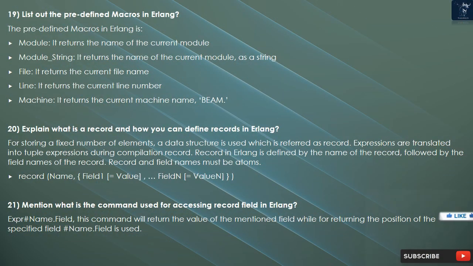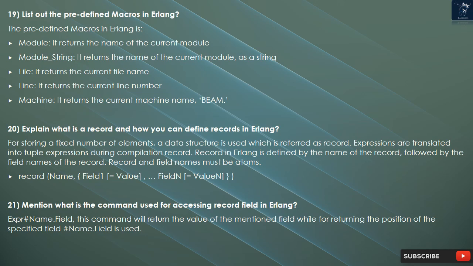19. List out the predefined macros in Erlang. The predefined macros in Erlang are: MODULE, it returns the name of the current module. MODULE_STRING, it returns the name of the current module as a string. FILE, it returns the current file name. LINE, it returns the current line number. MACHINE, it returns the current machine name, BEAM.